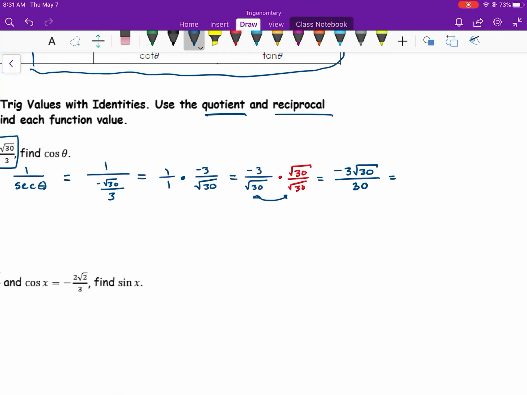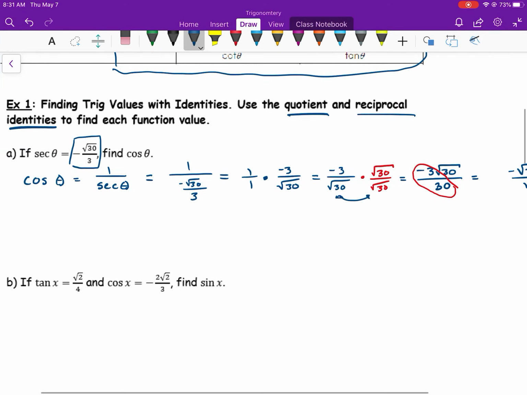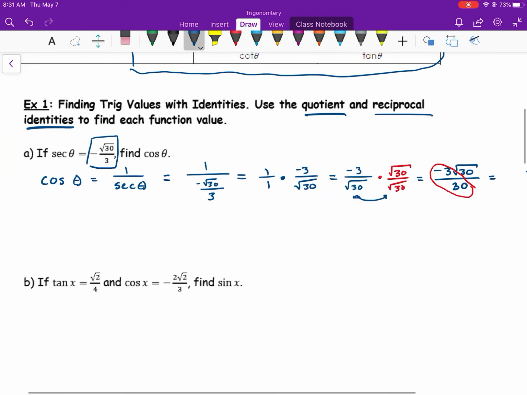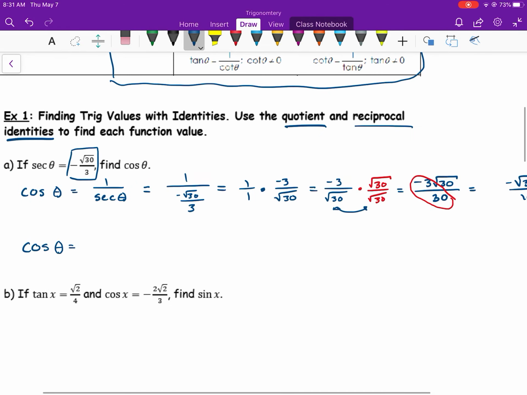Simplify the fractions. We have negative 3 over 30, which simplifies to negative 1, and 30 divided by 3 is 10. So we get negative square root of 30 over 10. Alright, so what that means, if I rewind back over here, cosine of theta is really negative square root of 30 over 10.